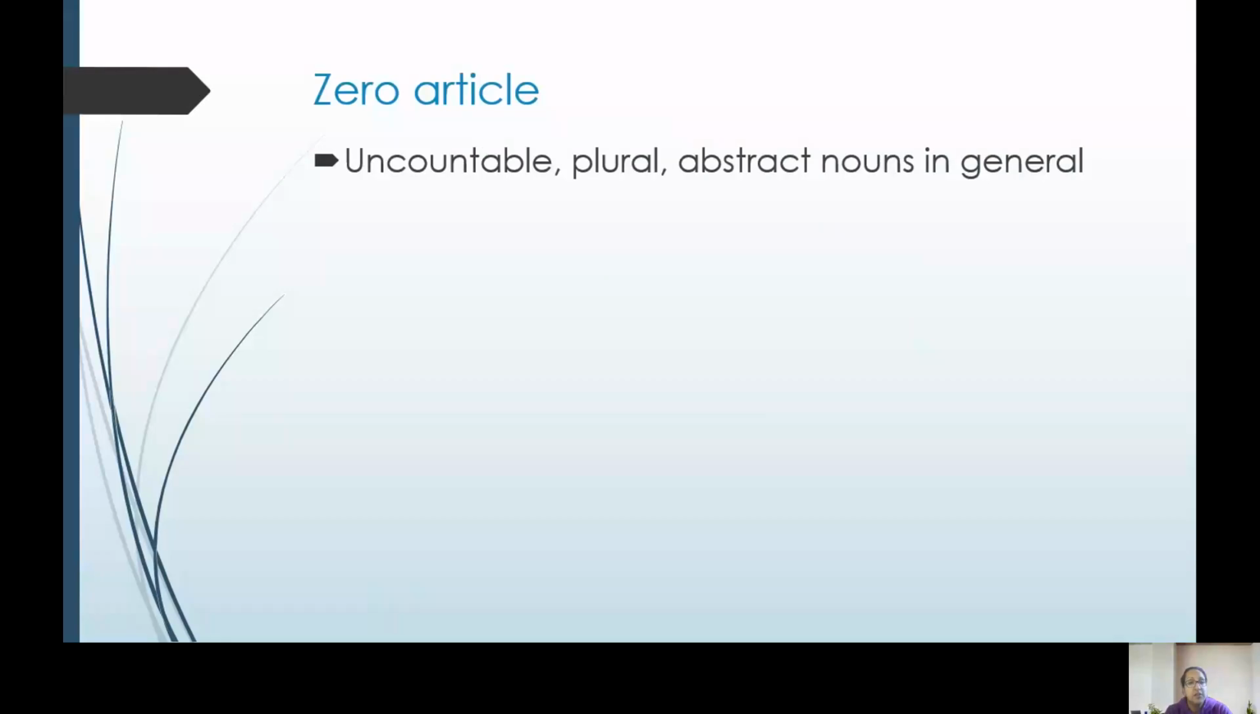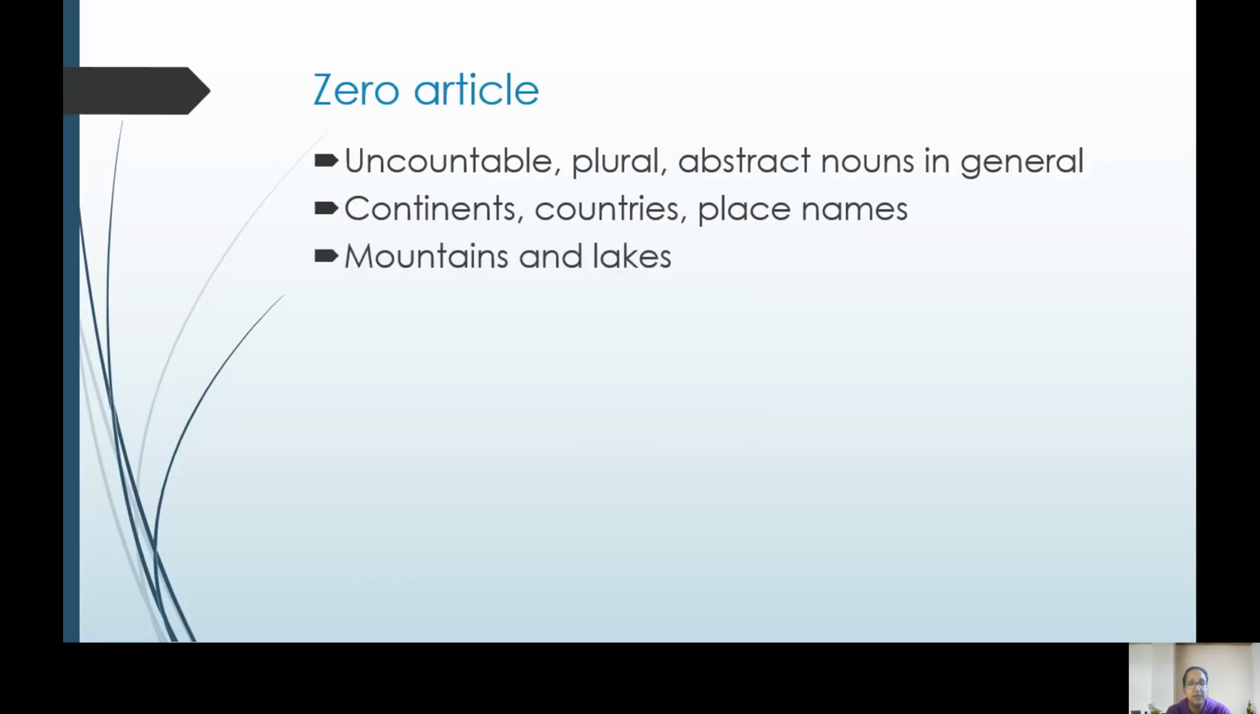And zero article. This is when we don't need an article. We don't use one with uncountable, plural, and abstract nouns when we're talking in general about these things. For example, accommodation can be difficult to find in a popular city. The names of continents, countries, and places like villages, cities, towns, and so on. We don't need an article with those.